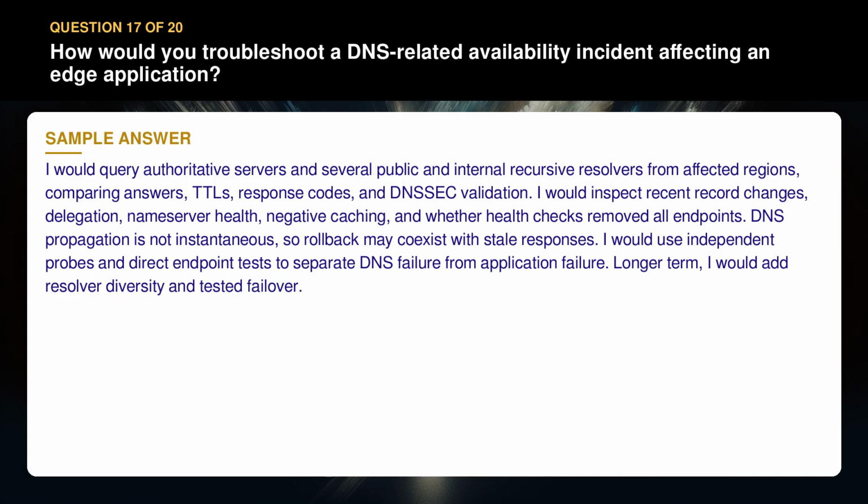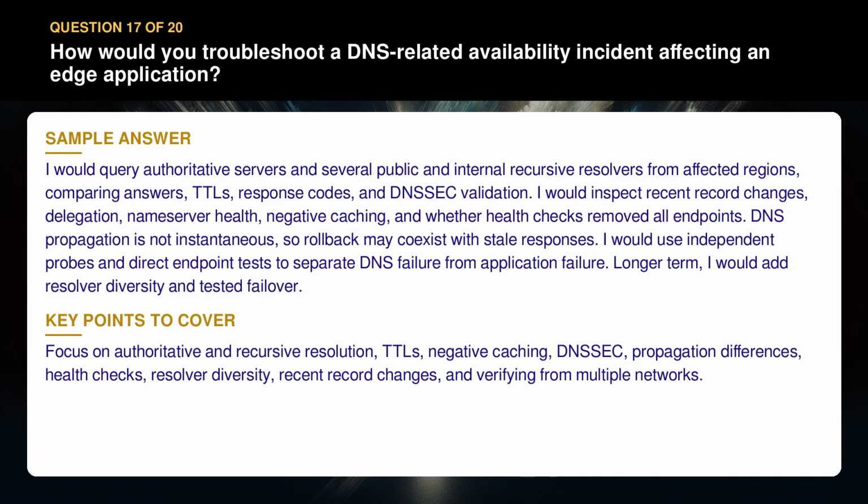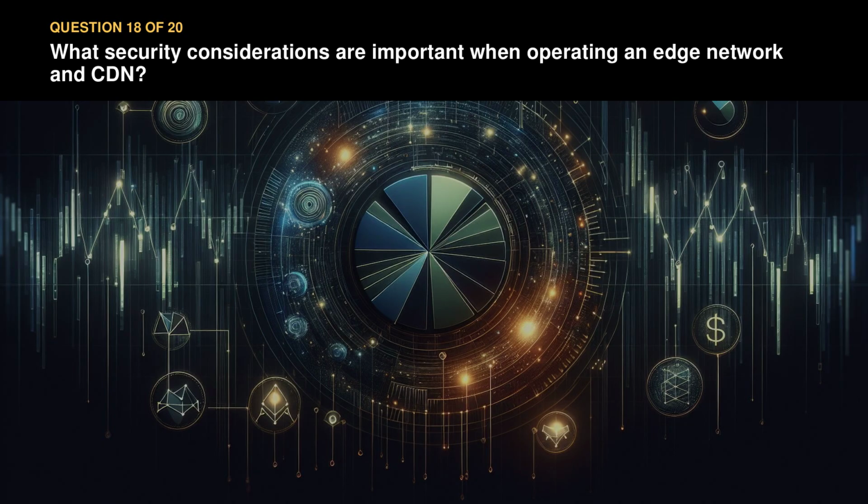I would use independent probes and direct endpoint tests to separate DNS failure from application failure. Longer term, I would add resolver diversity and tested failover. Focus on authoritative and recursive resolution, TTLs, negative caching, DNSSEC, propagation differences, health checks, resolver diversity, recent record changes, and verifying from multiple networks.